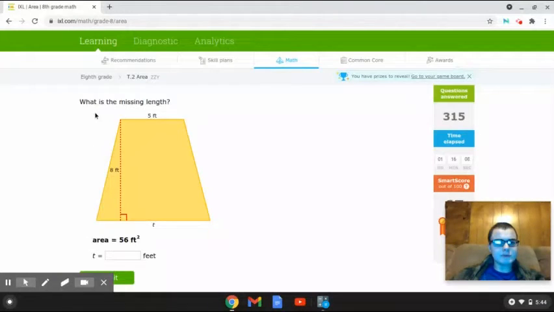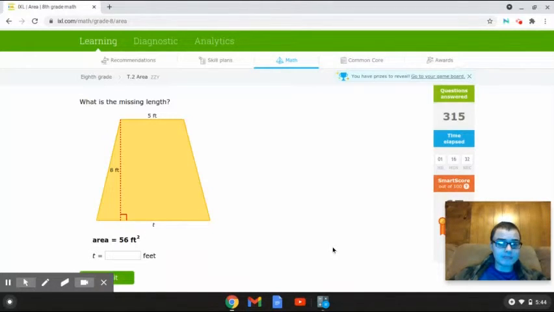Okay, so this first problem reads, what is the missing length? So as we can see here, one of the bases on this trapezoid measures 5 feet, and the height is 8 feet. And the total area of this trapezoid is 56 feet squared. Okay, so in this problem, we are given the area and the height and one of the bases. And we need to figure out t, or one of the bases, right here.